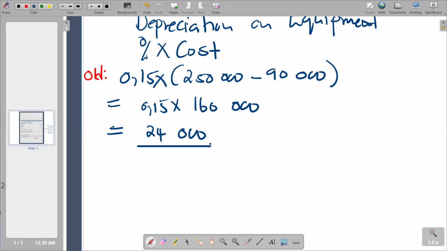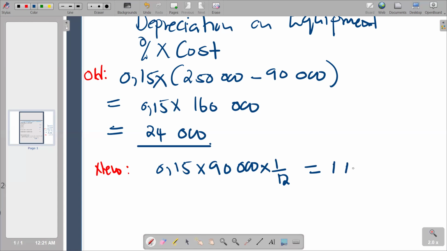Then we now calculate for the 90,000, which only was for 1 month. So we are saying for the new part, which came during the year, we are now saying, and then if you calculate like this, you're going to get the depreciation amount for the whole year. So what we need is for only 1 month. So we're going to say times 1/12. So we calculate like that. We see that the answer that we're going to get is 1,125.